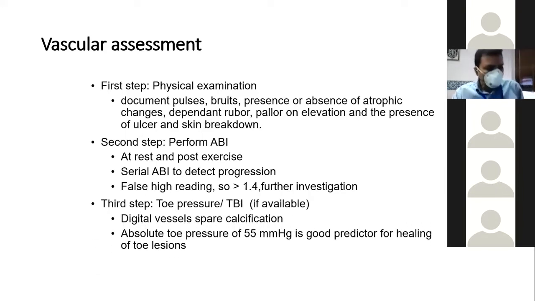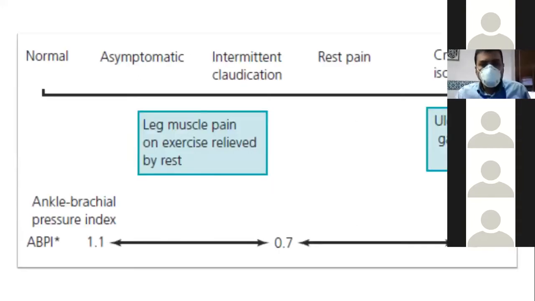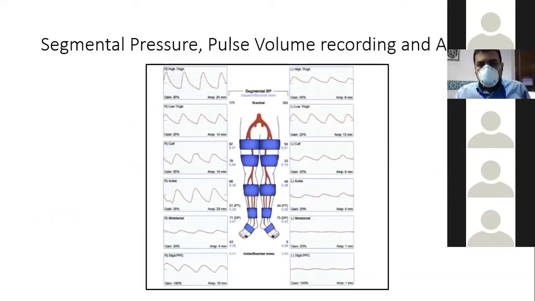So we can use transcutaneous partial oxygen, we can use hyperspectral imaging, but the most common is the segmental pressure pulse volume recorder. You see that we have a triphasic pattern, which shows normal arterial flow. Biphasic means moderate arterial disease. And then there is a monophasic, which shows severe peripheral vascular disease.